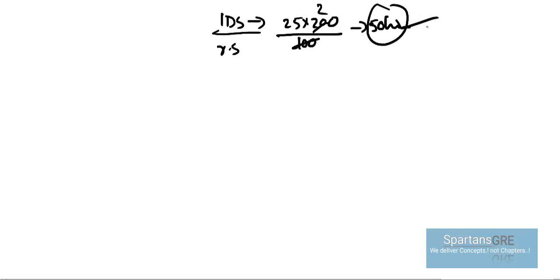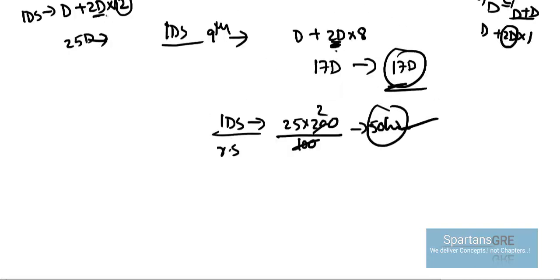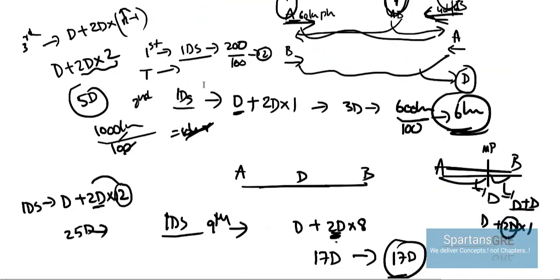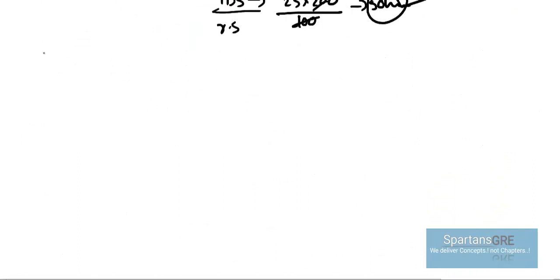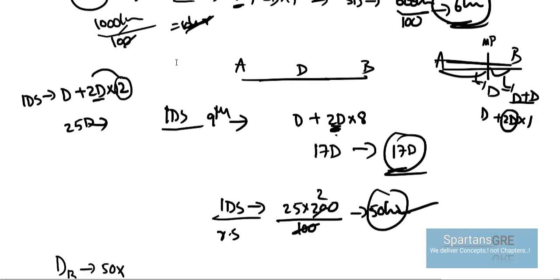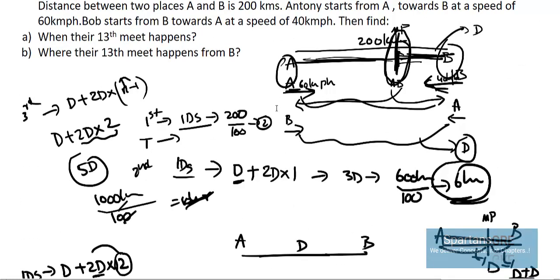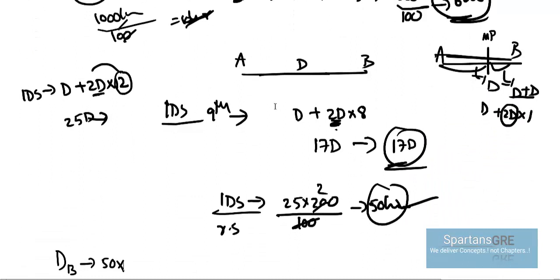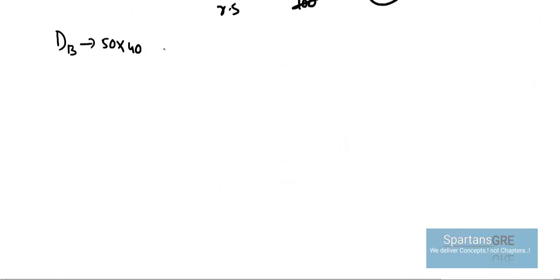So our first question is done. Let's move on to our next question. Now our second question is where they will meet from B. That's what they're asking, right? Where they will meet from B. The 13th meet happens from B. So here A and B meet after 50 hours for the 13th time. So in 50 hours, how much will B travel? The distance traveled by B in 50 hours will be 50 into its speed. The speed of B is 40 kilometers per hour, right? So this will be 40. So in total you are getting 2000 kilometers.